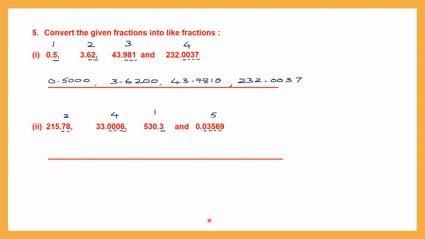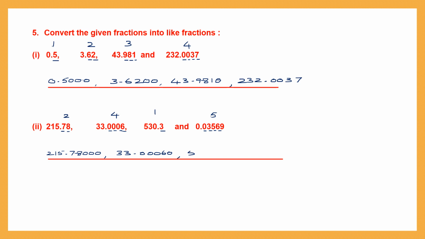So let's start by writing it down. So here we have 215.78. It has only 2 decimal places. We should have 5 totally. So I'm going to add 3 zeros. 1, 2, 3. Now there are 5 decimal places. Let's take the second number, 33.0006. This one already has 4 decimal places. To make it 5, I just have to add 1 zero.